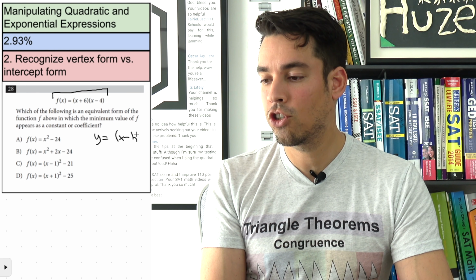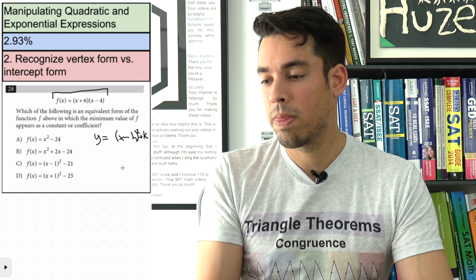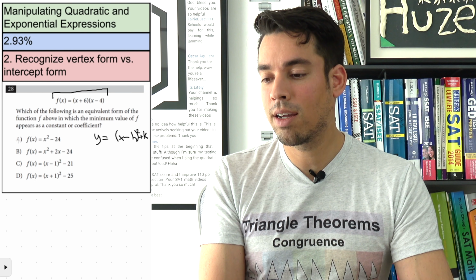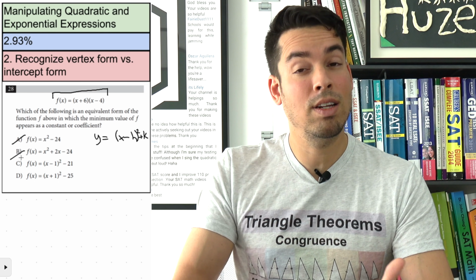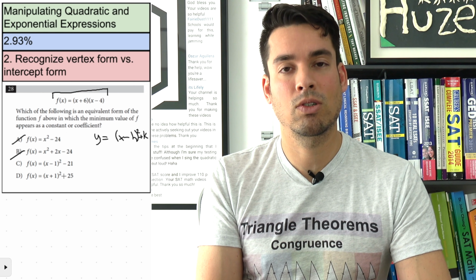x minus h squared plus k, right? So that's our vertex form, where (h, k) is the vertex. So when I look down at these, I can immediately dismiss A and B because they're not in vertex form, right? So we know it's got to be one of these two. These look like they're in vertex form.